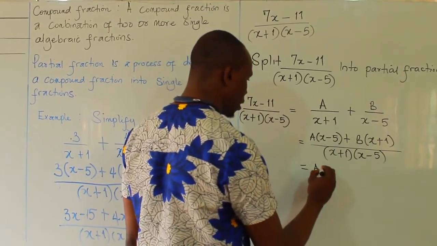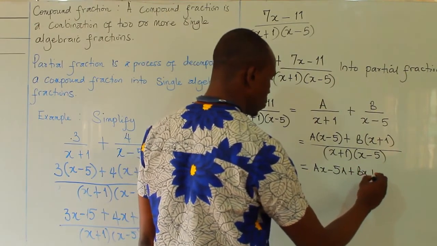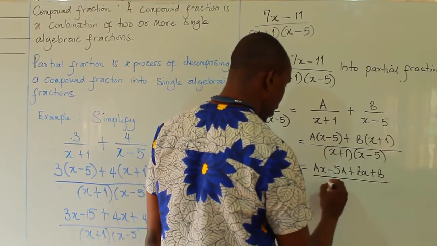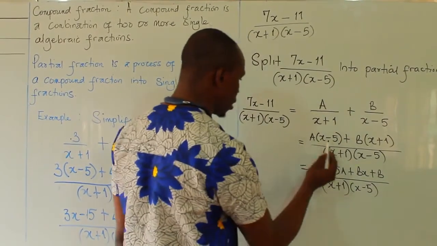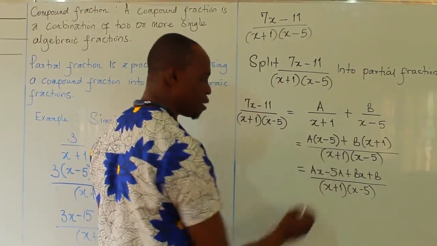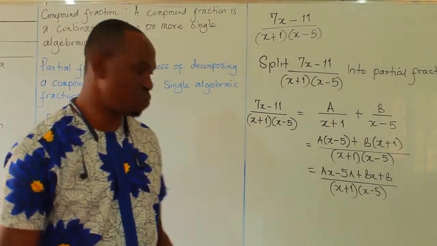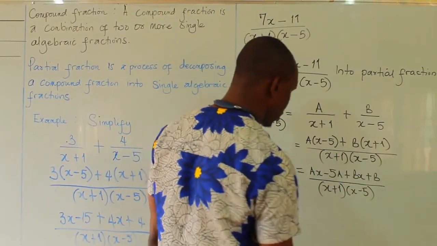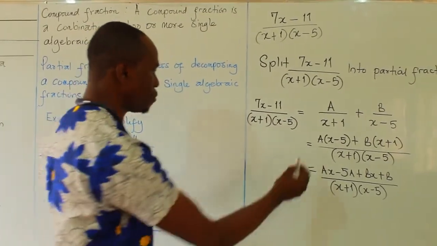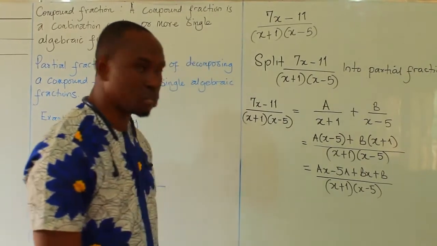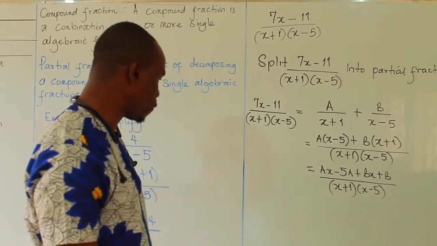And I'm going to expand this bracket, and I have it as ax minus 5a plus bx plus b over x plus 1 and x minus 5. So a times x gave me ax, a times minus 5 gave me minus 5a, and b times x gave me bx, plus b times 1 gave me b. You have to be careful with signs. You have to know that when plus multiplies a minus sign, the answer is minus. So I was careful about multiplying these signs here in order for me to get this answer right. Remember, I must get a as 3 and b as 4.